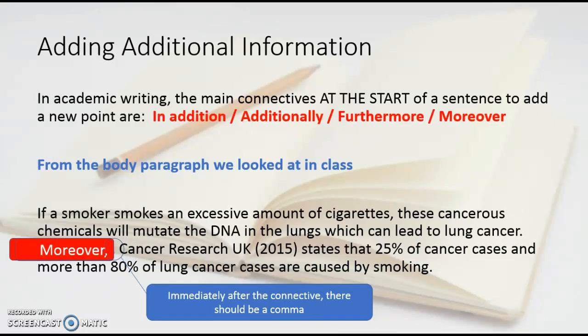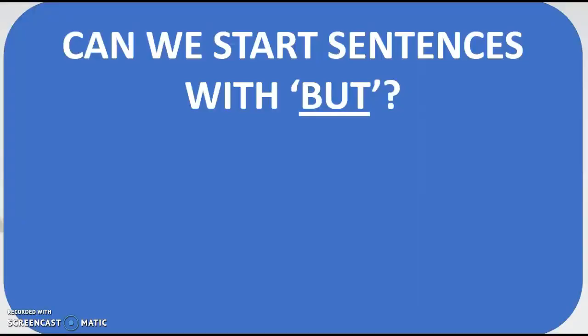An advantage of doing this is that it can keep our sentences slightly shorter, which means we're more likely to be accurate in our writing. As we can also see, after the comma, we have a clause. So we have Cancer Research UK, which is the subject of the new sentence, states, which is the verb, and then we have the object of the sentence following that.